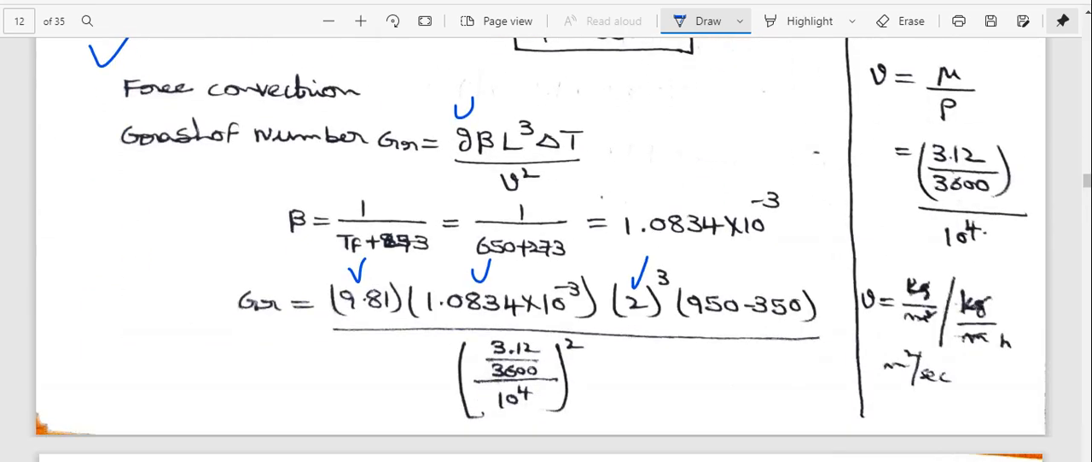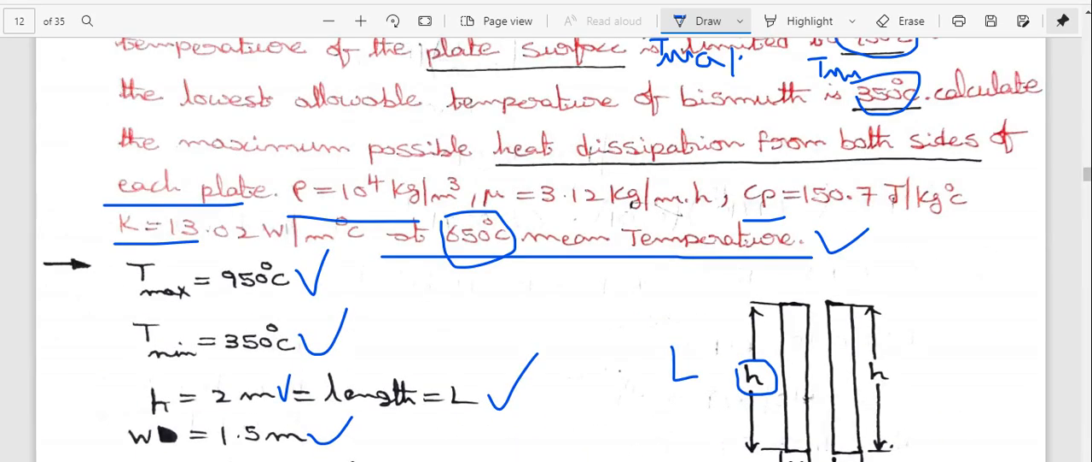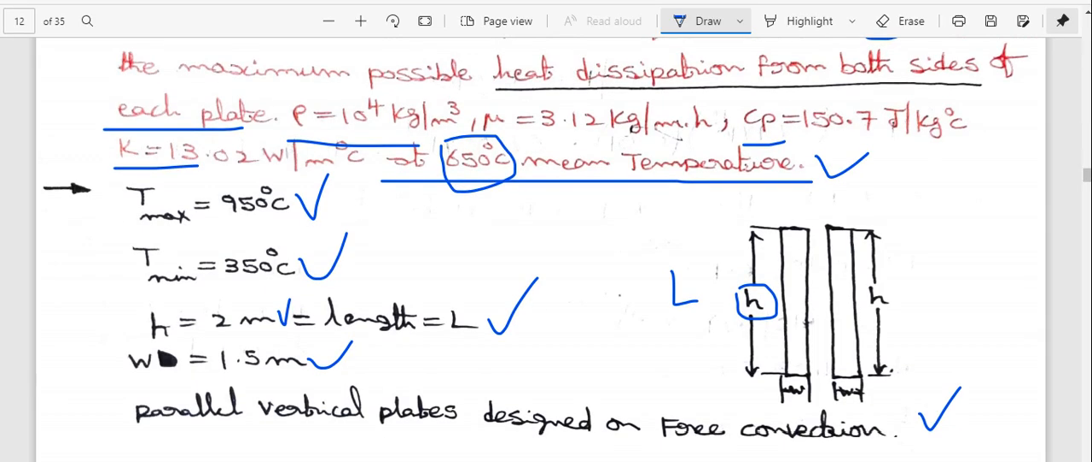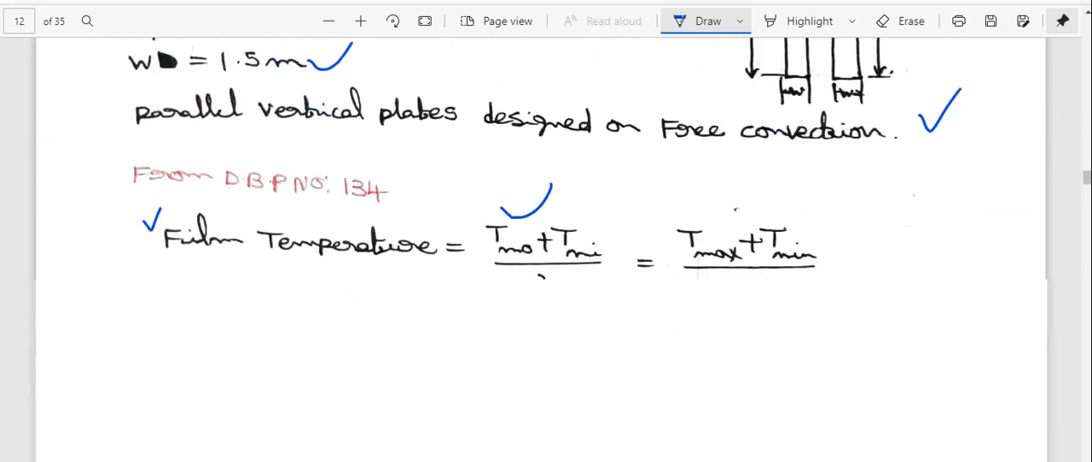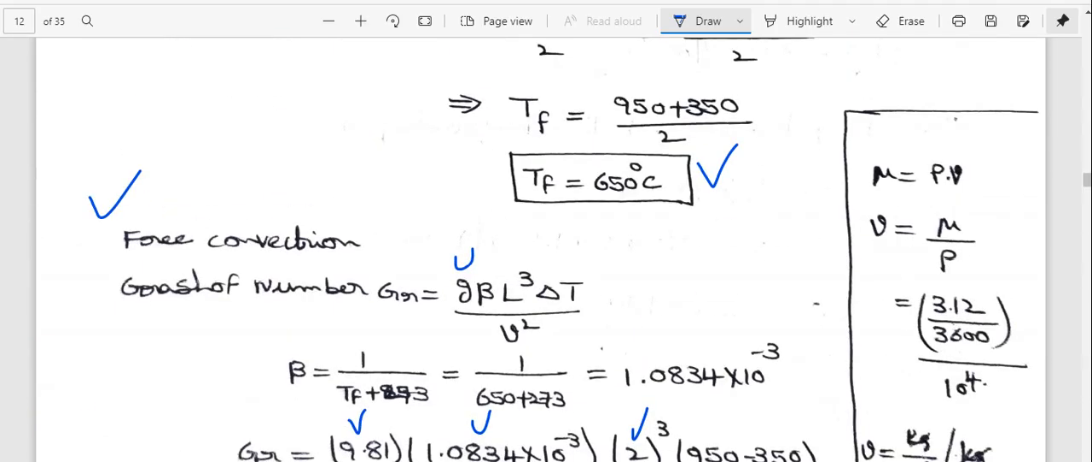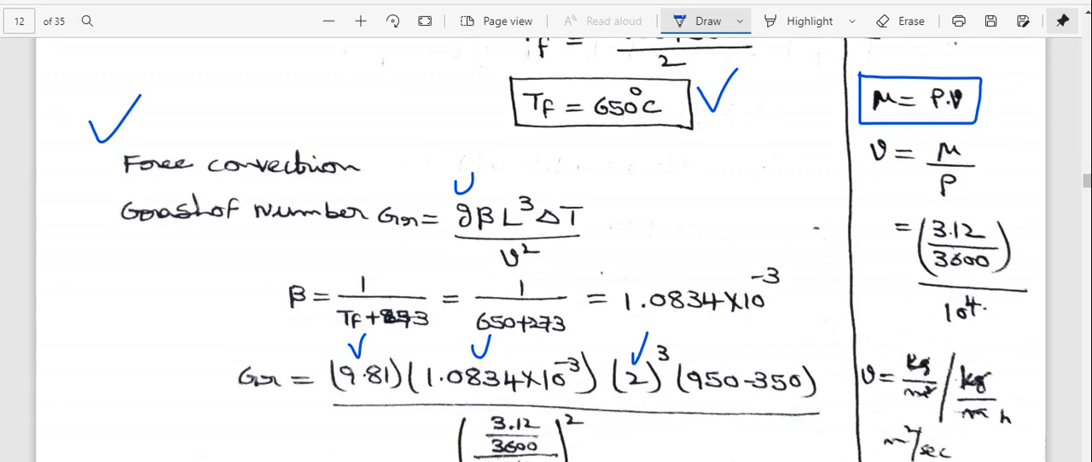That means 2 cube. And delta T is equal to 950 minus 350. So here, in this question, density, mu, Cp and K values are given, and the kinematic viscosity value is not mentioned in the question. That's why I am considering the V value. So mu is equal to density into kinematic viscosity. So we need to interchange: kinematic viscosity is equal to mu by density.